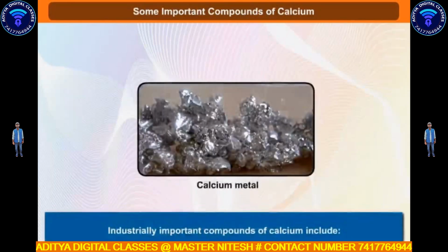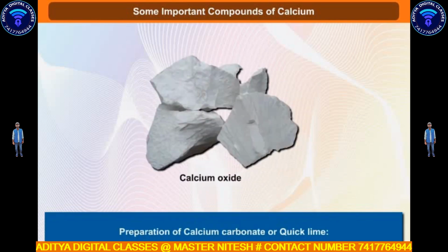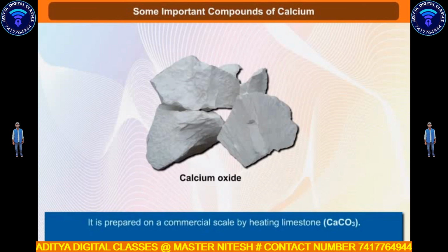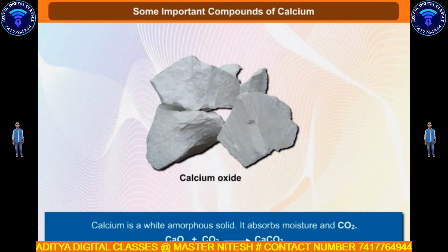Industrially important compounds of calcium include calcium oxide, calcium hydroxide, calcium sulfate, calcium carbonate, and cement. Preparation of calcium oxide or quicklime: it is prepared on a commercial scale by heating limestone. Calcium oxide is a white amorphous solid. It absorbs moisture and carbon dioxide.